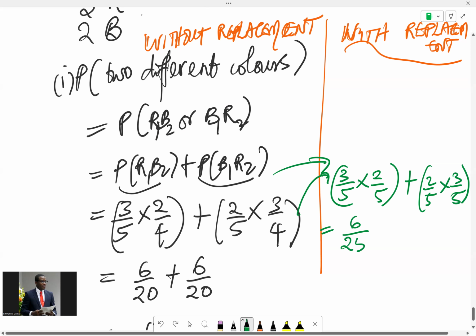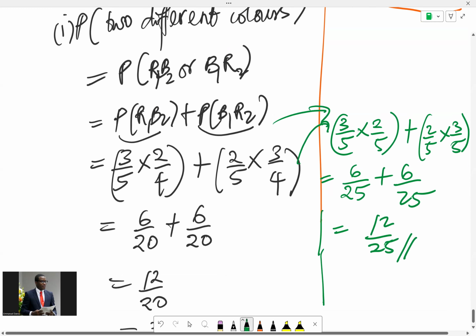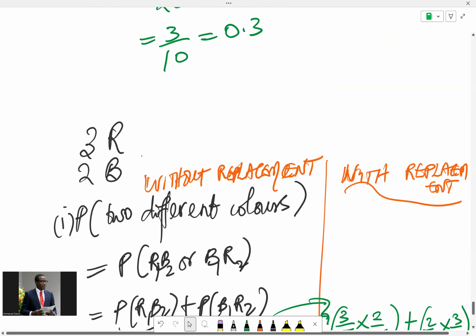So here the chances are less. So 6/20 plus 6/25 plus 6/25. That's actually 12/25. So now the chances are higher. I mean, the chances are less rather, because you have 12 possibilities out of 25 if you replace the balls.